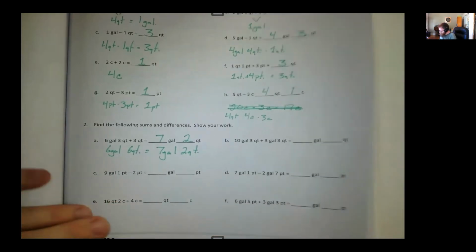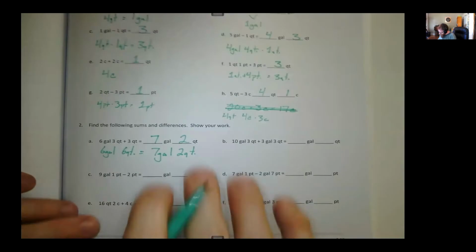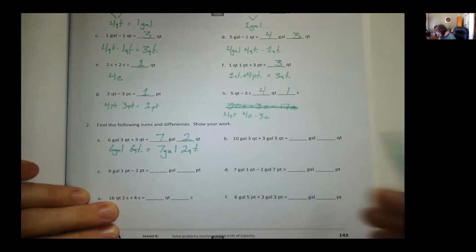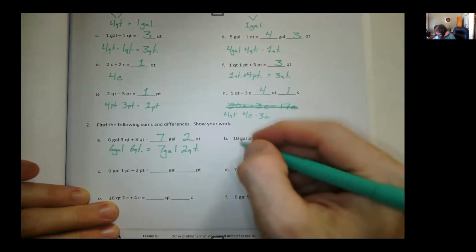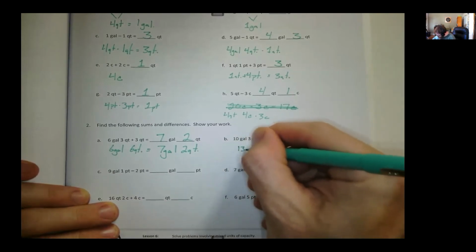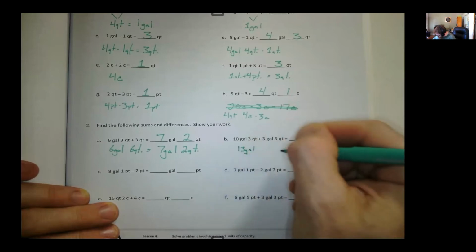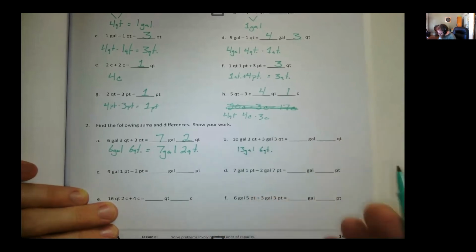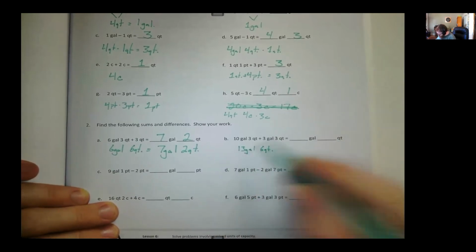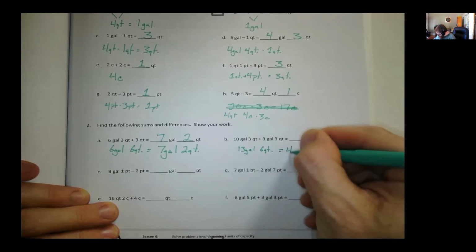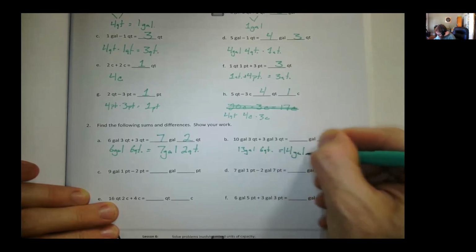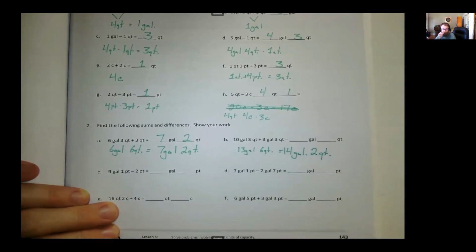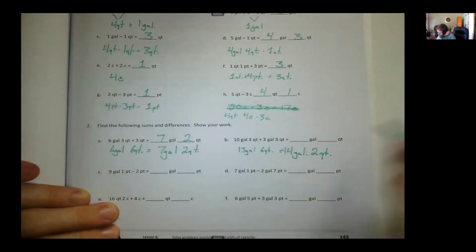Letter B. 10 gallons, 3 quarts, plus 3 gallons, 3 quarts. How many gallons? How many quarts? Well, if we add just directly together, that gives us 13 gallons, 6 quarts. But again, 4 quarts makes a gallon. So let's take 4 quarts and make another gallon. We have 14 gallons, 2 quarts. 14 gallons, 2 quarts.